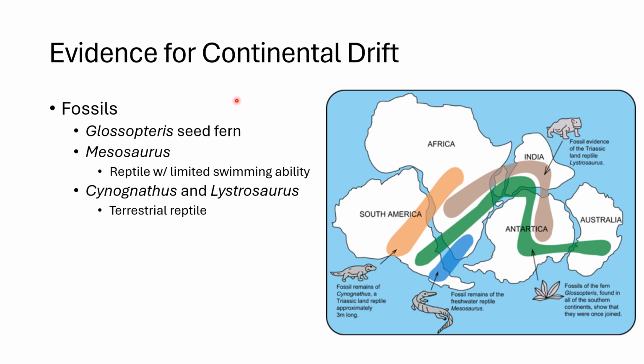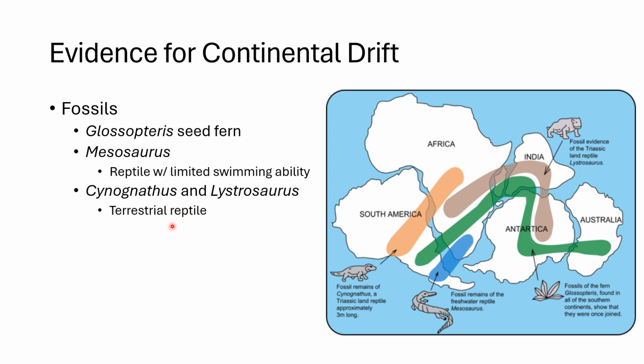Well, what supported continental drift was you would have these organisms, such as this seed fern, across several continents. And this seed fern did not have the ability to spread naturally to these continents in their present location. Two other fossils that help support this was this Mesosaurus. It did have swimming ability, but it was very limited. It couldn't swim across, say, the Atlantic Ocean from South America to Africa, etc.